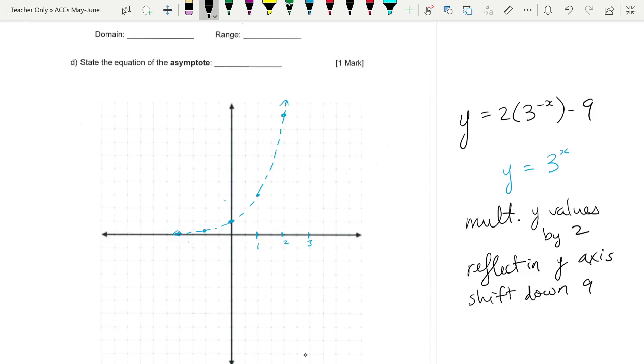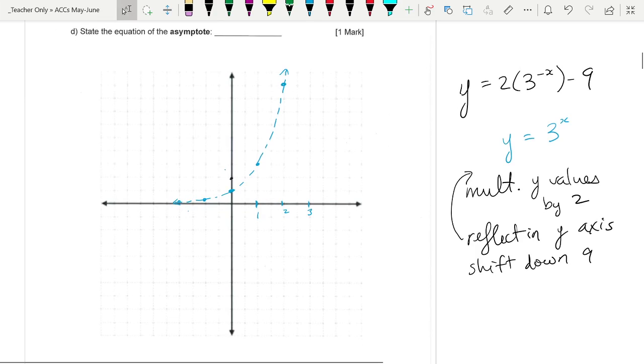So we're multiplying our y values by 2. So let's take this guy right here. Actually, I think I might do the reflection first. So I'm going to reflect on the y-axis. Done. Then I'm going to multiply by 2. So 1 times 2 just jumps that point to 2, but then it shifts down 9. So that's going to move it to negative 7. So negative 1, 2, 3, 4, 5, 6, 7. Boom, there it is.